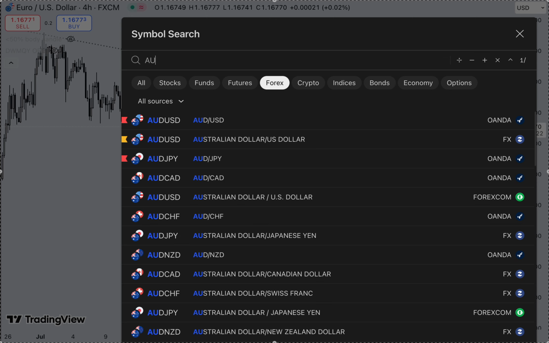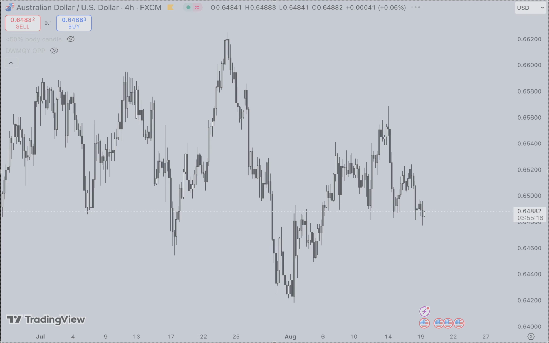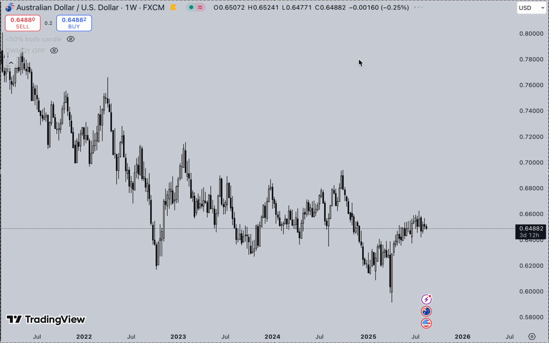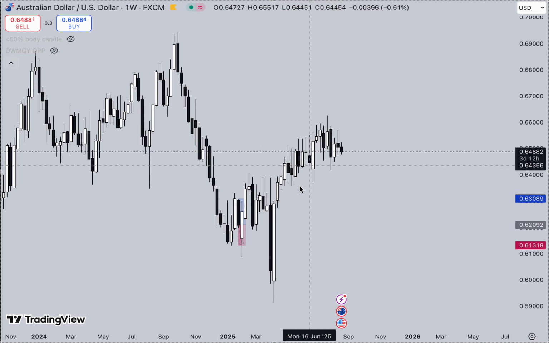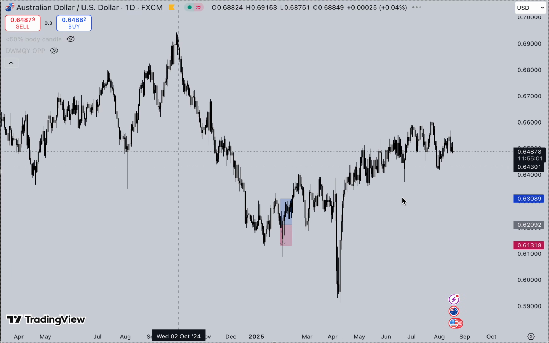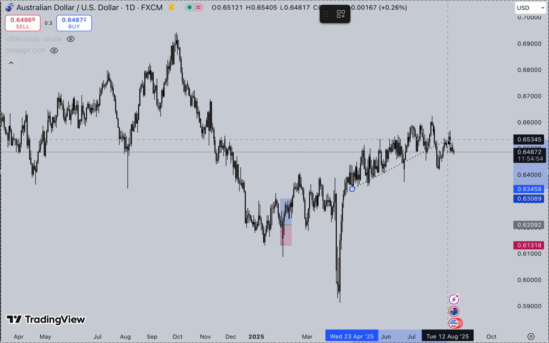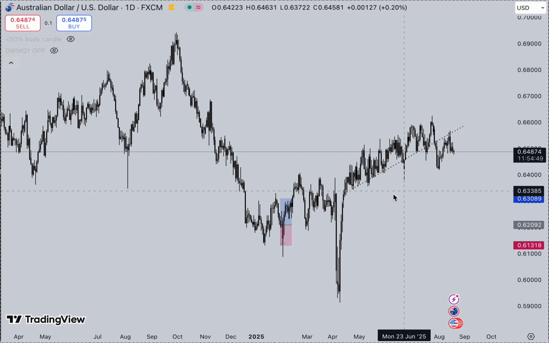Let's go to AUD USD. If we look at this, we've been in this consolidation, in this extended bull leg up, and we know, okay, what do we know about the market? Let's draw our trend line here. I'll get to my thought in a moment, just give me a second.